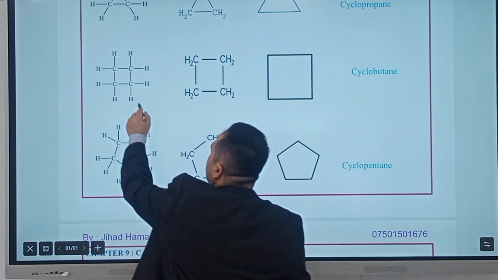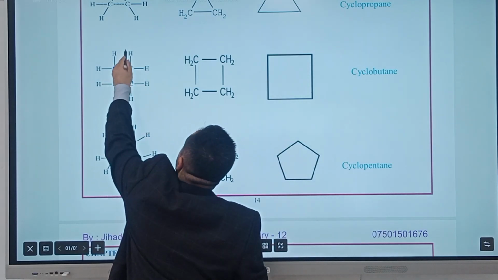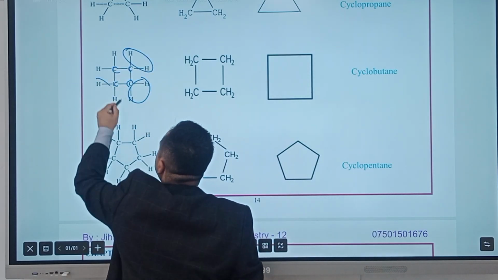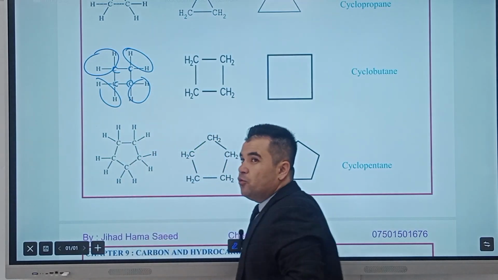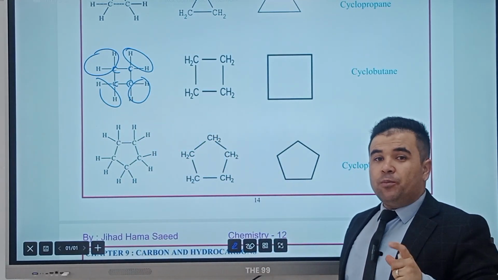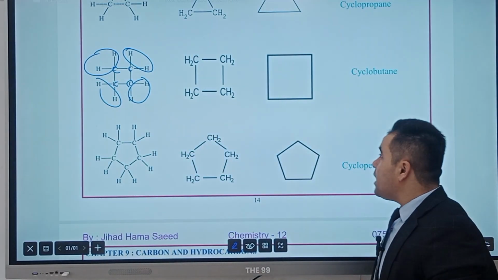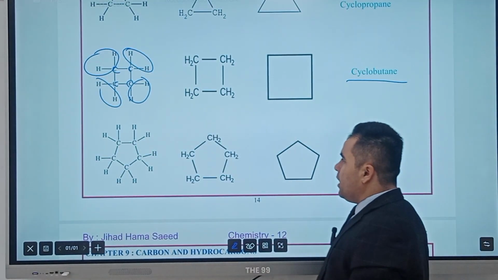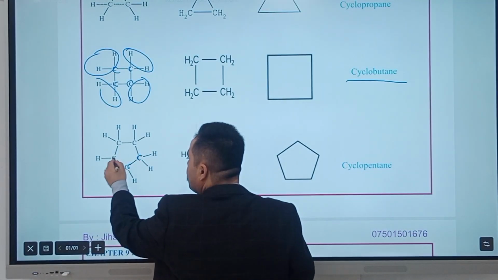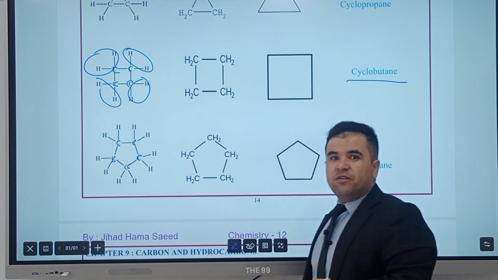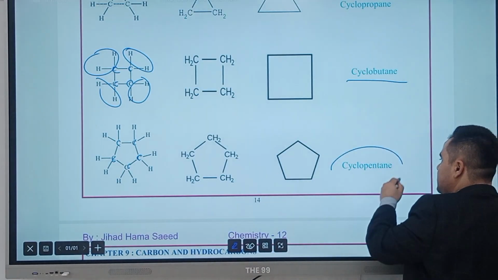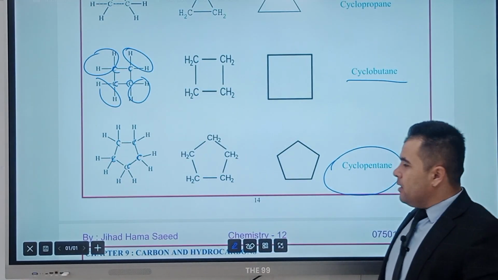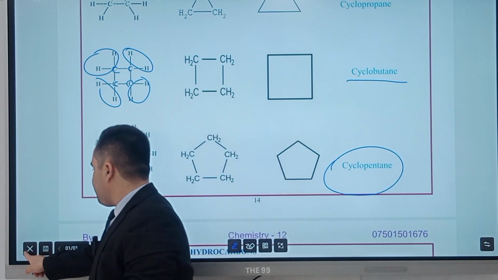Here we have got 4 carbons, and each carbon is CH2, CH2, CH2, CH2. So it's butane, but with the prefix cyclo, it becomes cyclobutane. Here we have got 5. Pentane is 5, so it becomes cyclopentane.